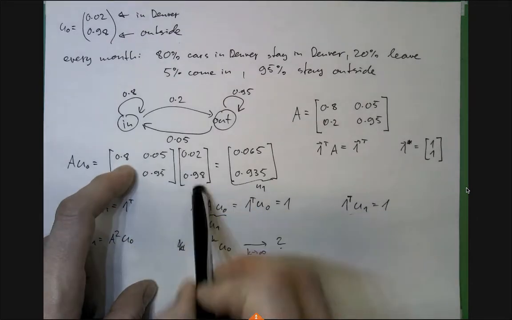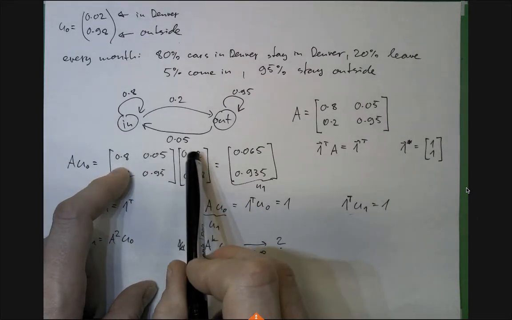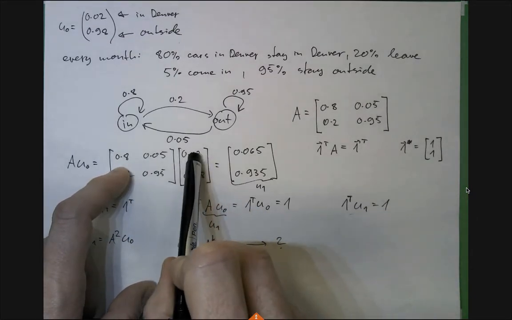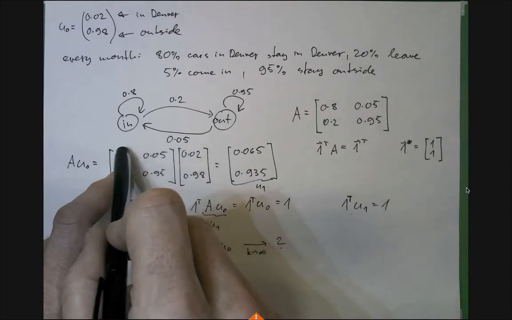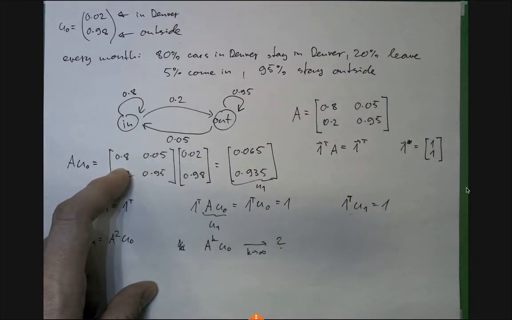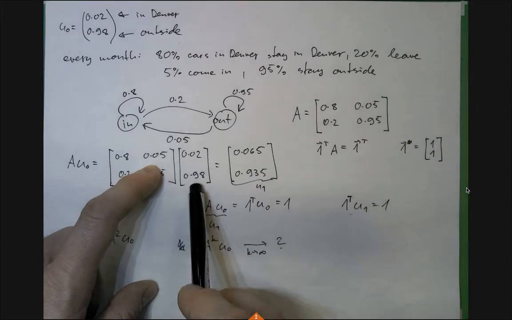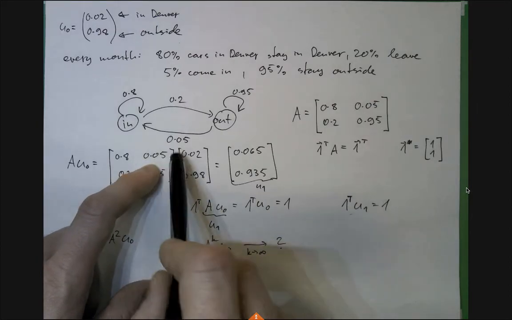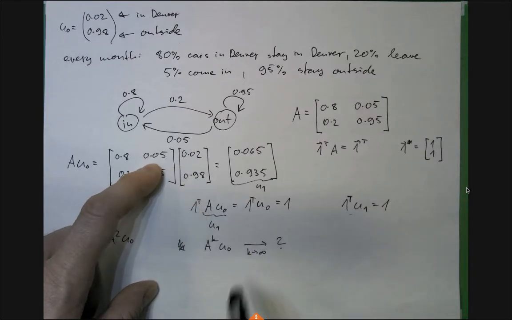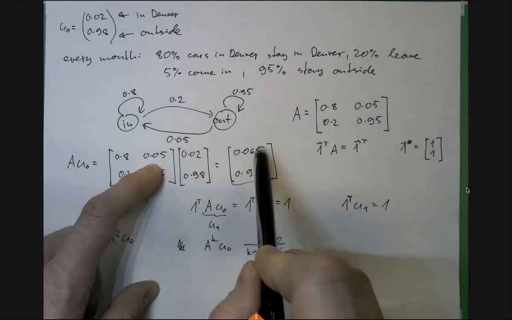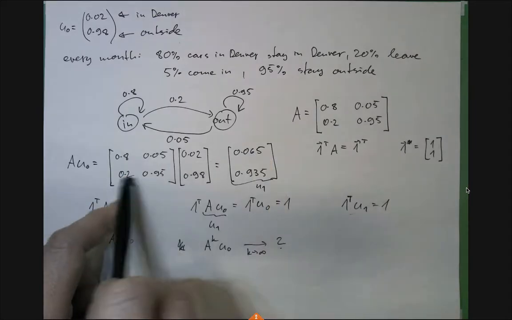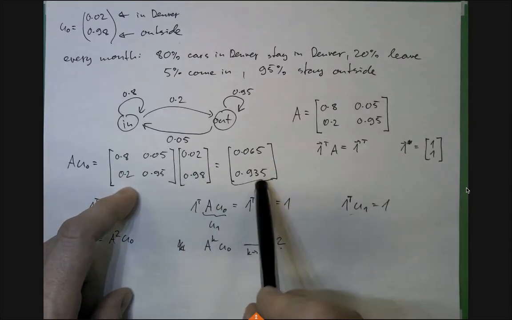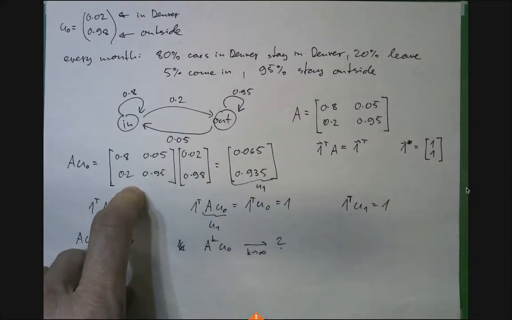What the matrix multiplication does is this, right? So 0.12 was the fraction of cars that were in Denver, and out of them 0.8 stayed, right? And we need to account for the ones that came from the outside. So it was 0.98 outside, with 0.05 probability of coming in, okay? So this is the total number of cars in, okay? Similarly, this multiplication tells us the number of cars outside.